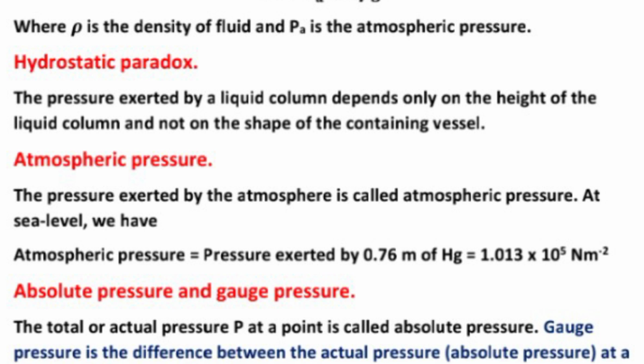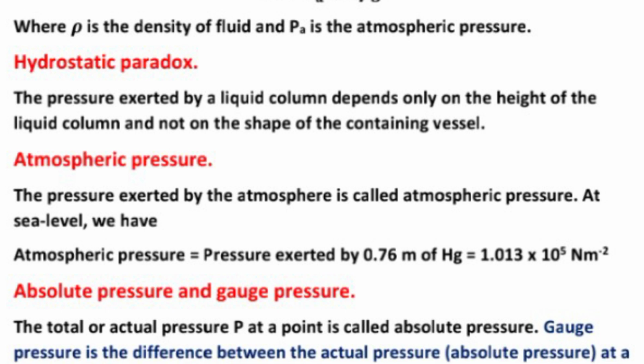Atmospheric pressure. What is atmospheric pressure? The pressure exerted by the atmosphere is called the atmospheric pressure. At sea level, we have atmospheric pressure equal to 1.013 into 10 to the power 5 newton per meter square.